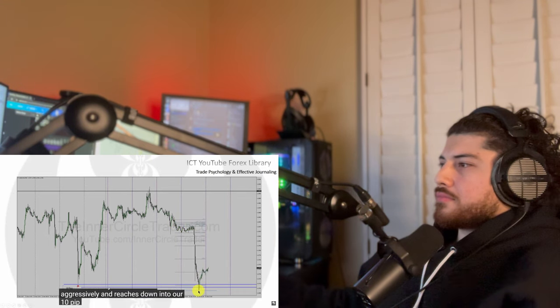off aggressively, and reach down into our 10 pip sweep below the old low. And when I do a measurement from the high to the low of these two price swings, that projection down gives exactly a 300 extension right there, and that gives you the low of the day, which actually overlaps with the attempt to swing below the old low.